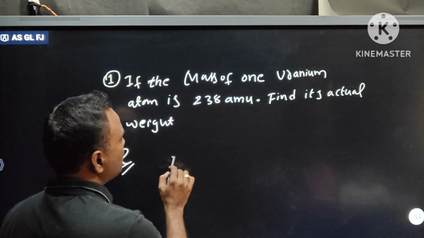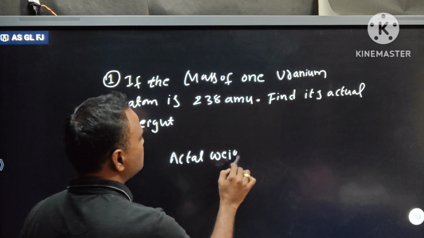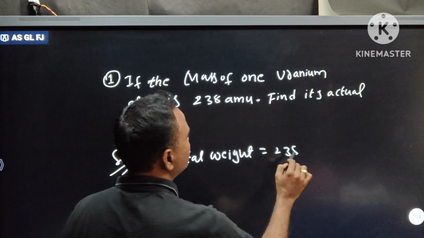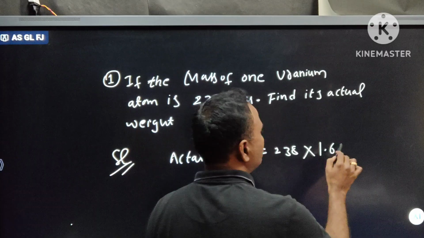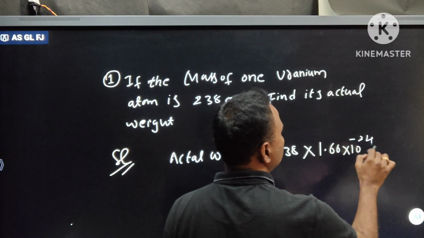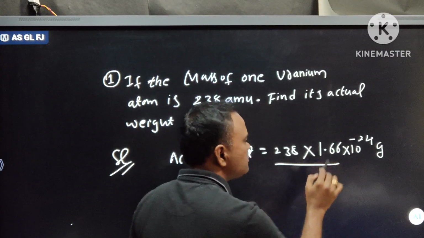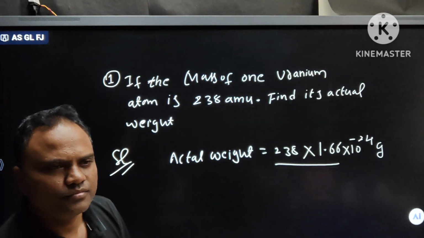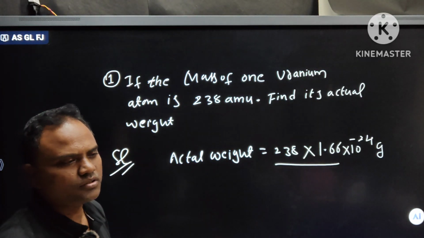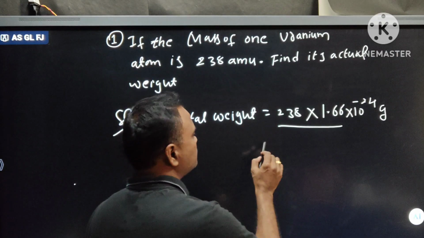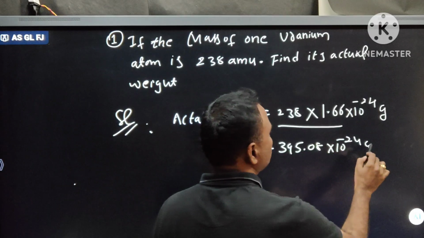What is the atomic mass given to you? Actual weight is equal to, expanding that value only, 238 into 1 AMU is equal to how much? 1 AMU is 1.66 into 10 to the power of minus 24 grams. That is the answer. Multiply these. 238 into 166. Everyone should get the same answer. 395.08 into 10 to the power of minus 24 grams.